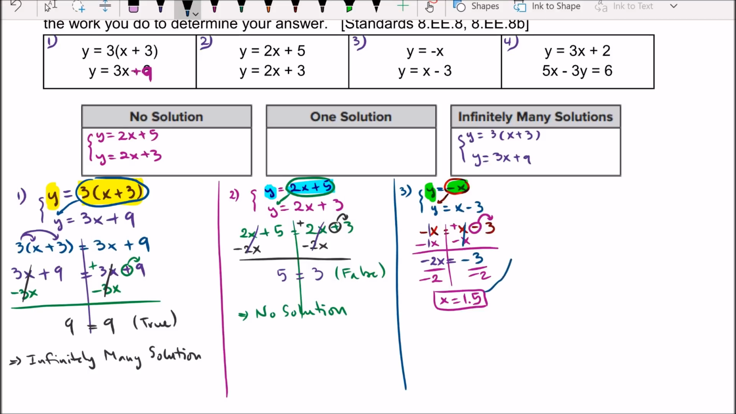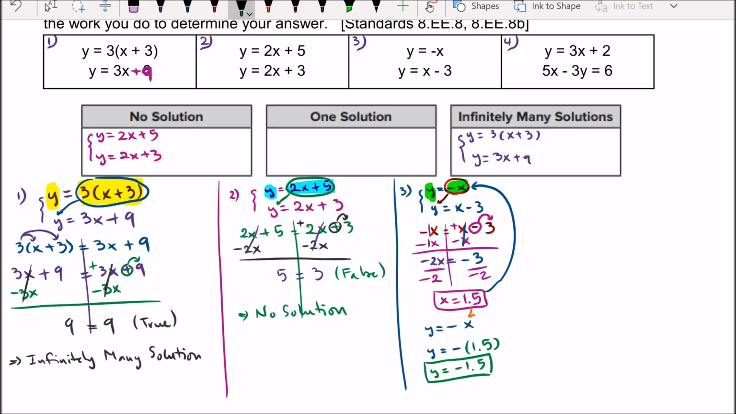We have to take this and plug it into the first equation, y equal to negative x, where the x you just solved for is 1.5. So that will be y equal to negative, and when you plug in something, you're going to put it in parentheses, 1.5. Okay, negative times 1.5 is still negative 1.5. So this is the answer for y.